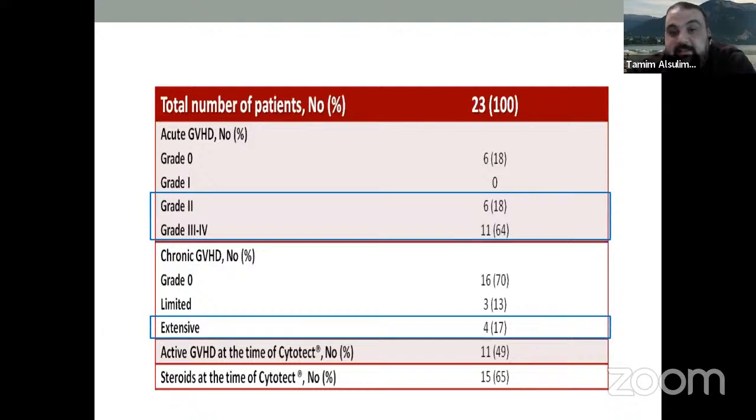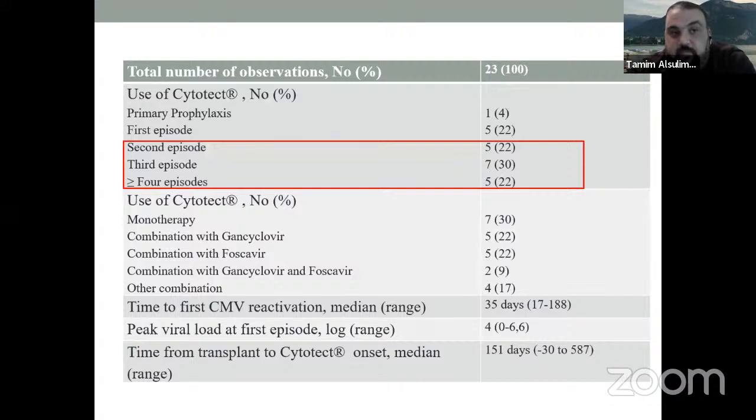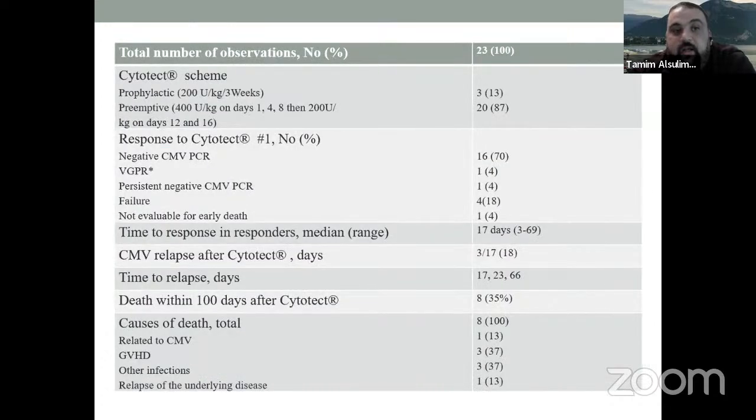We can say that 17 out of 23 had grade 2 to 4 acute GVHD, and that 17 out of 20 of them had a second or more episode of CMV before. We can see here that Cytotect was used as a monotherapy or in combination with ganciclovir or foscavir, or ganciclovir and foscavir, and also with other combinations.